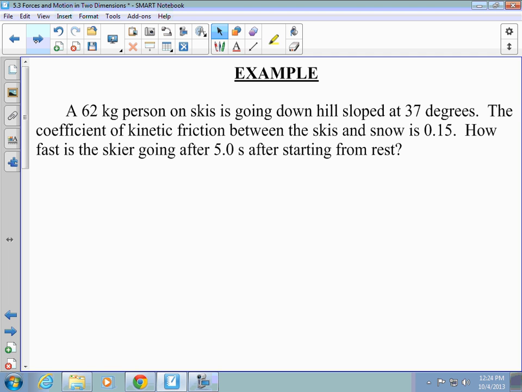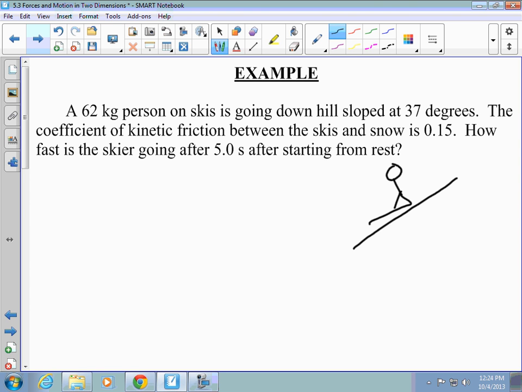Well, they're starting from rest and they are moving downhill at some velocity. They're going to have acceleration, so we know we are going to have acceleration moving down the hill. Before I even start plugging in numbers, what I want to do is draw a picture. So we have our hill, we have our skier. Better give him arms. He's going downhill.